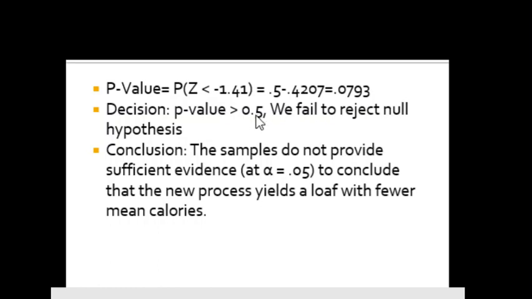If you compare this p-value with alpha, which is 0.05, the p-value is greater than alpha, which means we fail to reject the null hypothesis. The conclusion is that the sample does not provide sufficient evidence to conclude that the new process yields a loaf with lower calories. That would be our testing for the difference of two means when we have large samples.